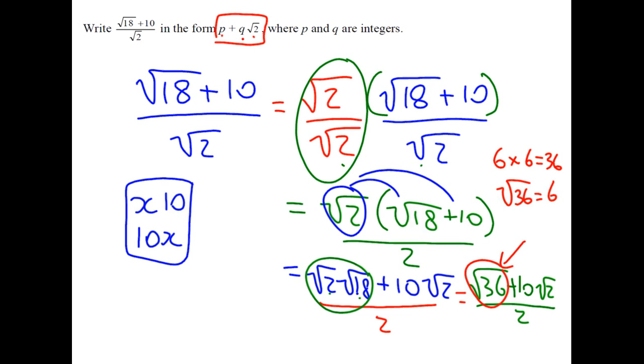So that's going to be 6. We're dividing by 2, so we need to divide this by 2 and this by 2. So it's going to be 3 plus 5 root 2. And as usual, we've got it in the desired form, so we've got it right.